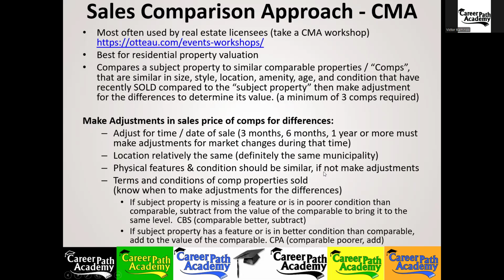The physical features and conditions should be similar. If not, you make adjustments to your valuation here. In terms of conditions of the comp properties that have sold, you've got to know when to make adjustments. Find out, first of all, if it's an arm's length transaction or not. And if the subject property is missing a feature or is in poorer condition than the comparable, you're going to subtract from the value of the comparable to bring it to the same level. And the opposite's true. If the subject property has a feature or is in better condition than the comparable, add to the value of the comparable.